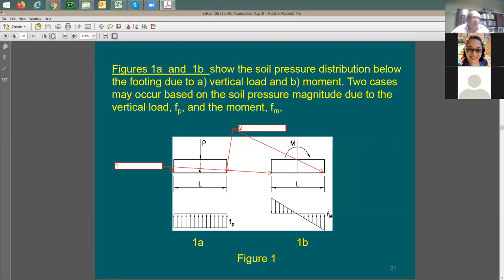So due to axial load, the vertical axial load, I'm going to have uniform stress below the footing. I'm going to call it just F sub P for now. And F sub P means the stress below the footing due to the axial load P, or vertical load P. F sub M is going to be the stress below the footing, which means on the soil, due to the moment. So on one side, there's going to be compression. The other side needs to be tension. But we understand that soil cannot take tension.